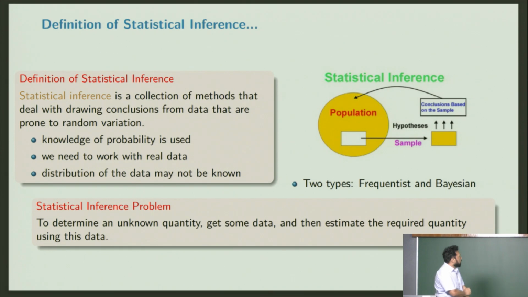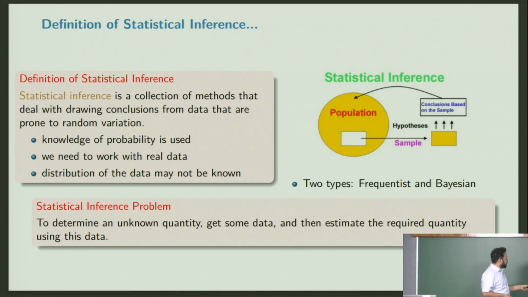First we define what exactly is statistical inference. Statistical inference is a collection of methods that deal with drawing conclusions from data. It's very simple. I collect data and I draw conclusions from the data, and the data that we are collecting has some random variations involved. It's not exactly precise. There is some randomness there. So our modeling itself involves a random variable, and some knowledge of probability is used. We need to work with the real data, and the distribution of the data obviously is not known.